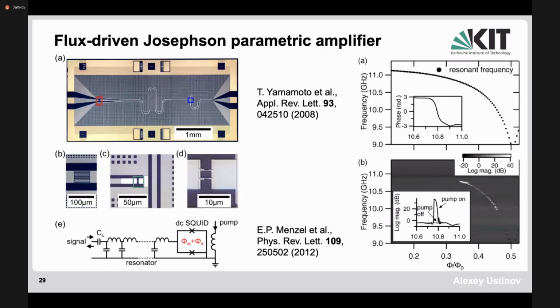Now, parametric amplifiers, there are many of them. And one of the simplest and standard examples is the amplifier which contains a resonator with a SQUID coupled to it.